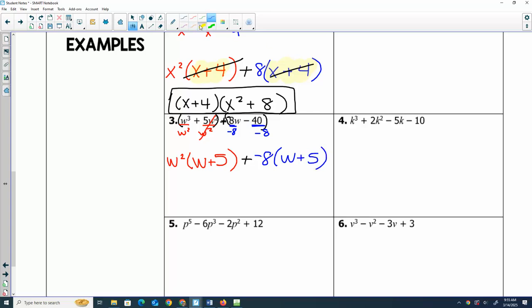We know it works if we have the same parenthesis on both of them. And so in your final answer, you write that parenthesis 1 time, times the second parenthesis, which is what was left. When you took those out, we had a w squared in the first term, plus negative, or you could just write -8 in the second one.